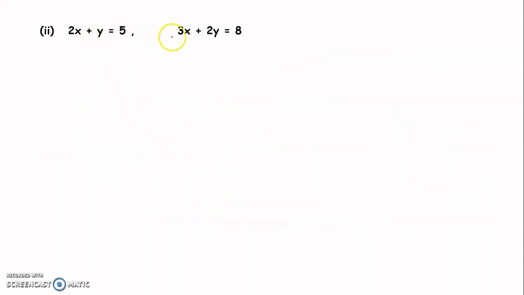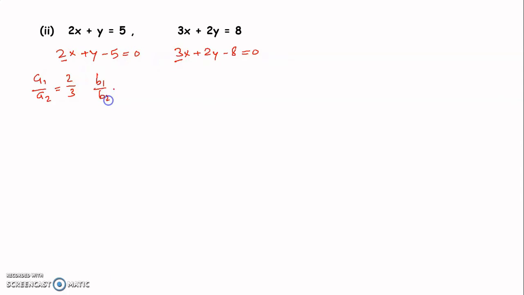2x plus y equal to 5 and 3x plus 2y equal to 8. First of all, write it in general form. 2x plus y, this 5 will go to this side, so minus 5 equal to 0. And the second equation, 3x plus 2y minus 8 equal to 0. So if we check here the ratio a1 by a2, a1 is 2 and a2 is 3 here.